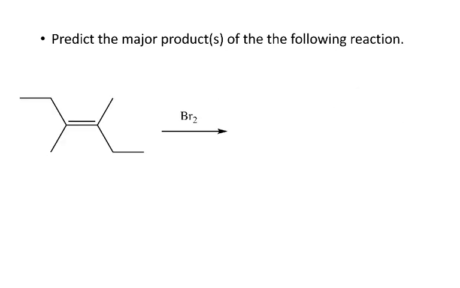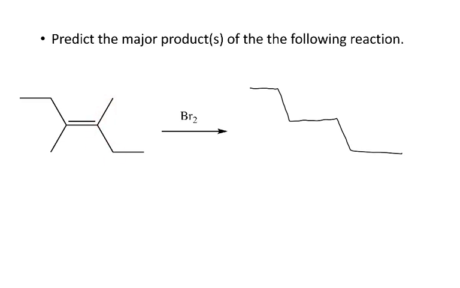Okay, here's another example. In this case it's also halogenation. They don't tell us anything about water being the solvent, and so we're going to add a bromine to each one of the carbon atoms on the double bond. And we have a choice on whether we put the methyls on the wedge or the dash, or the ethyls on the wedge or the dash.